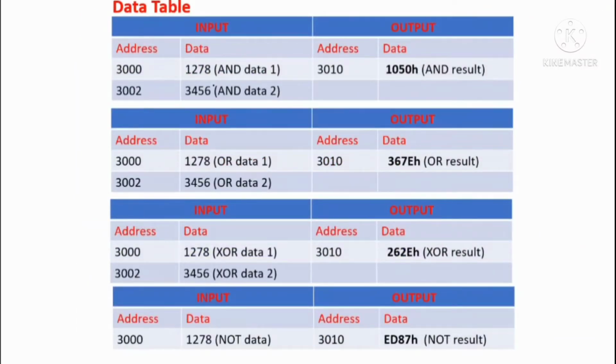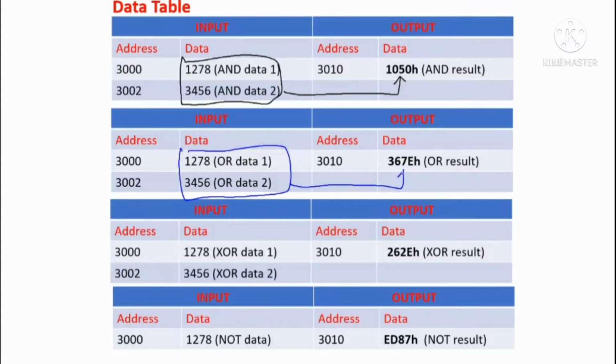So for that we have taken the data as shown here. We have taken 1278 and 3456 as the data for AND operations, and the result will be 1050. We can check it in the calculator. And for OR operations we have taken the same data, 1278 and 3456, and the result of the OR operation is 367E. You can take any data.